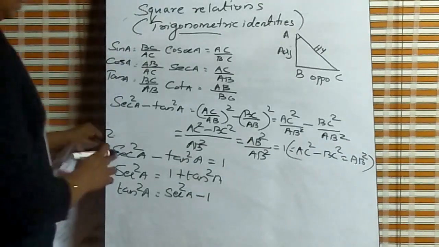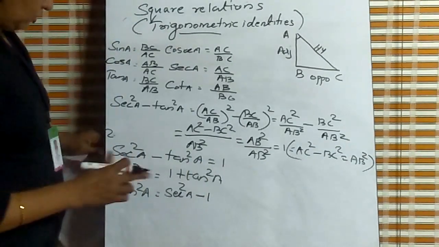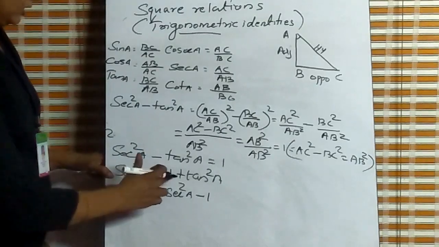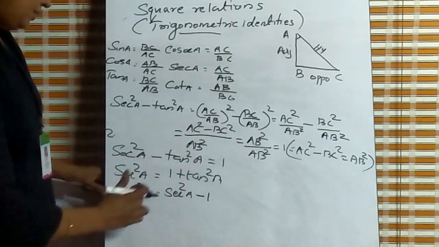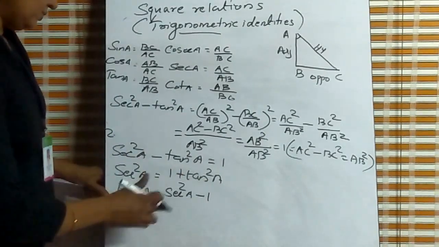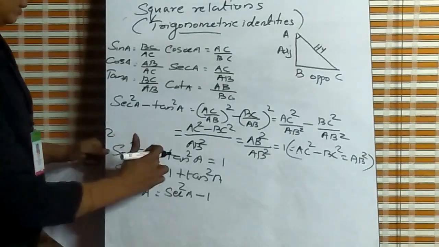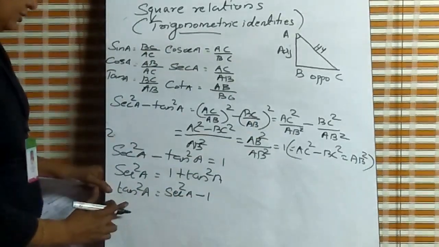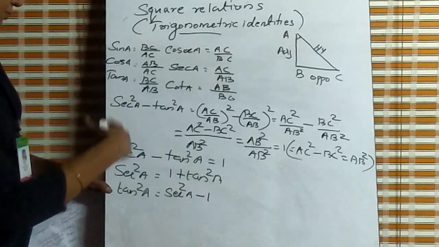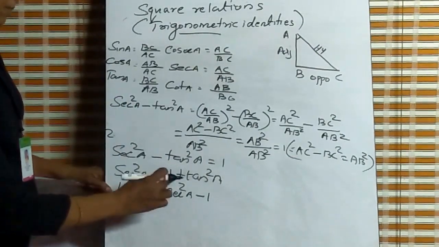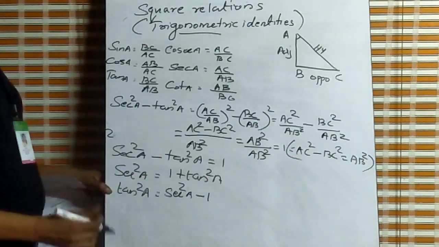Our second identity is sec square A minus tan square A is equal to 1. From this, sec square A is equal to 1 plus tan square A, and tan square A is equal to sec square A minus 1. Tan square A goes to the right side, it is positive, and this one goes to the left side, it is negative. Sec square A minus 1 is equal to tan square A.